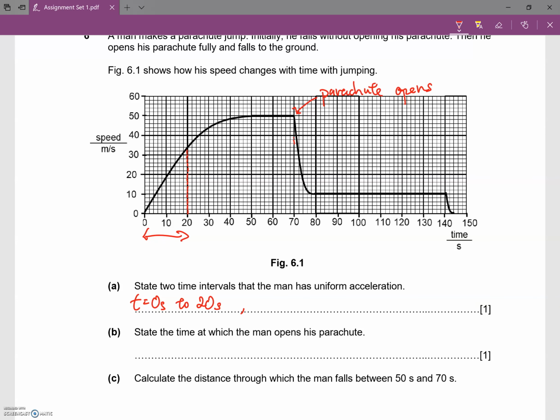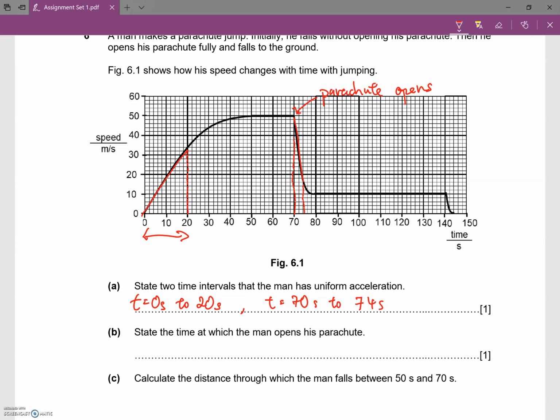The other one will be over here. So we have t equals 70 seconds to 74 seconds. So those are the two time intervals that the man has uniform acceleration, because you can see that there's a straight line over here, a straight line over here.